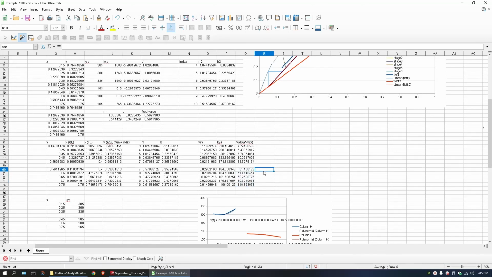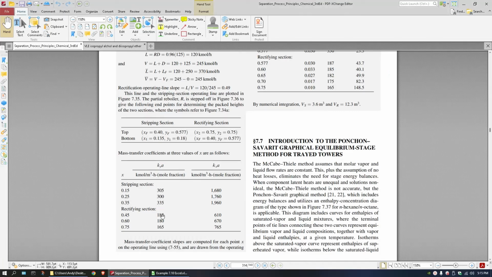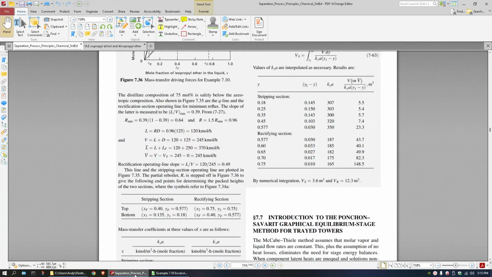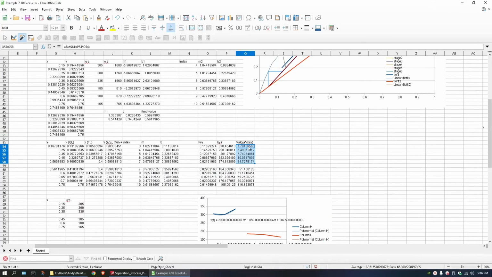Okay. So we can check our values of our sections to the values they get in the book, which are here. We see that they had a 5.5, 5.4, 5.7, 7.4, 23. So we have a 7.7, 6.6, 7.7. So they're a little bit higher. For the stripping section, also a little bit higher. But that's just because our system is a little bit different. We're using different data. Our methods are probably going to have different kya values and all this stuff.